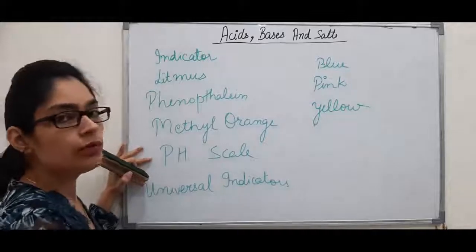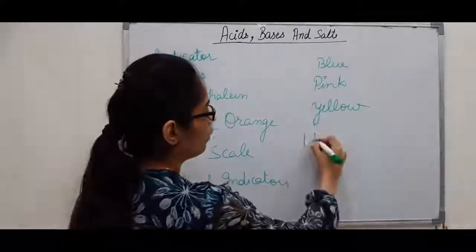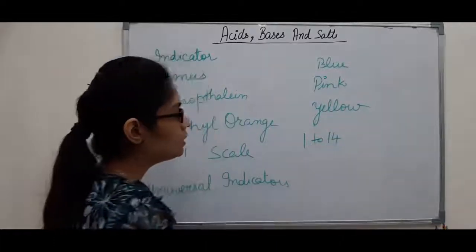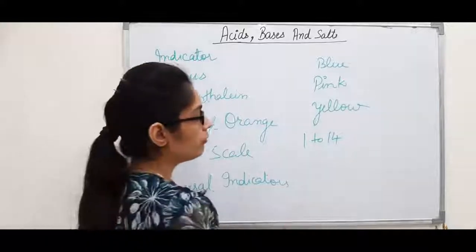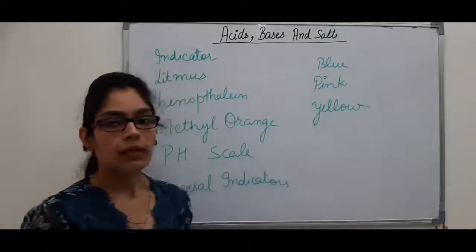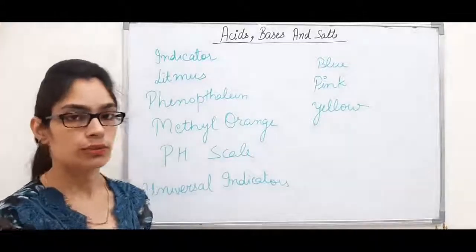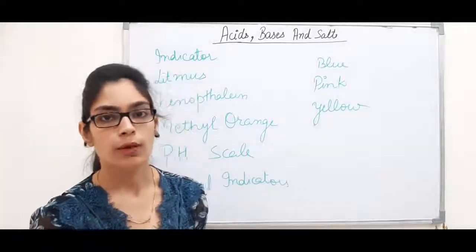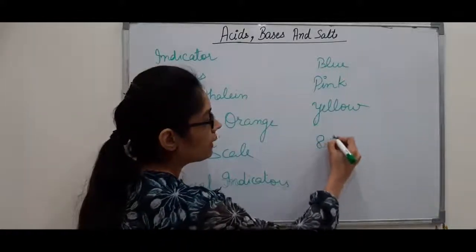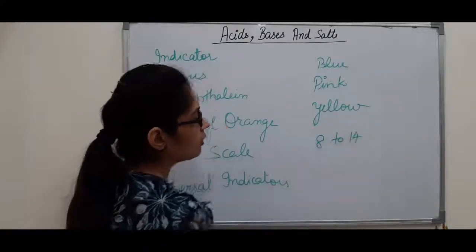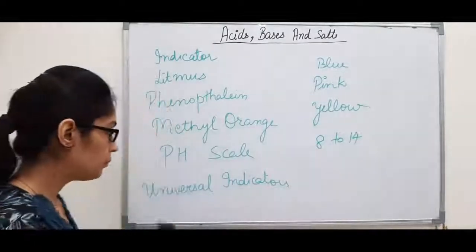pH scale, we have already discussed. In pH scale we have values from 1 to 14. In case of acids, our values were from 1 to 6. 7 is for neutral solutions. Neutral means solutions which are neither acidic nor basic. So the pH scale values from 8 to 14 will indicate a basic solution.